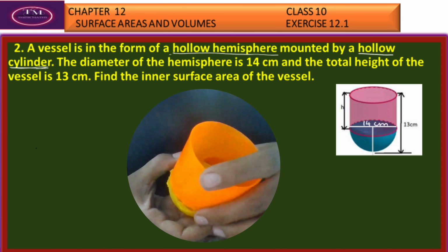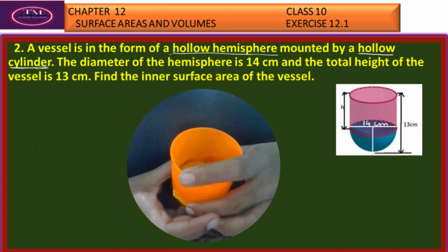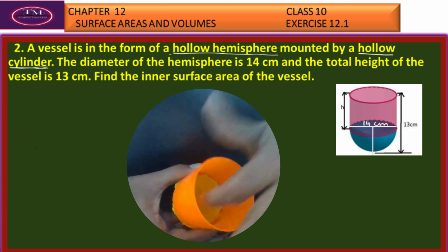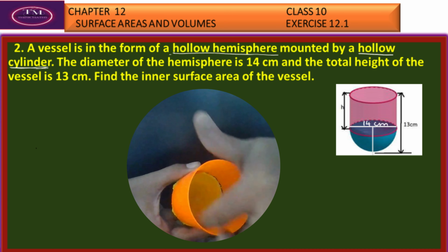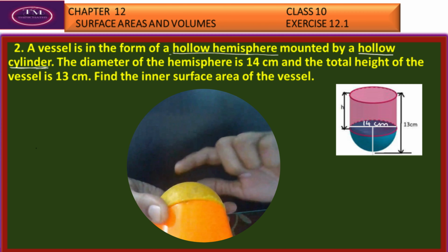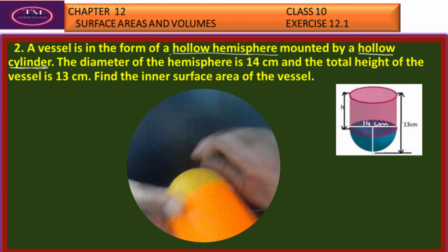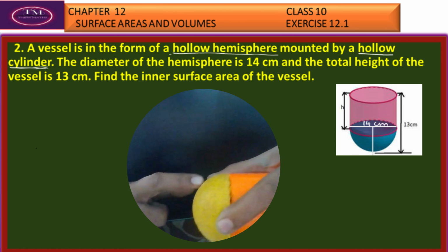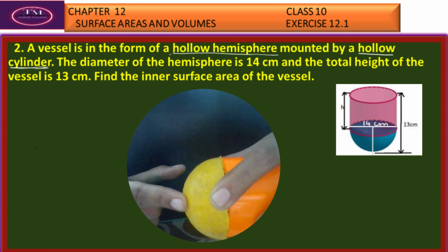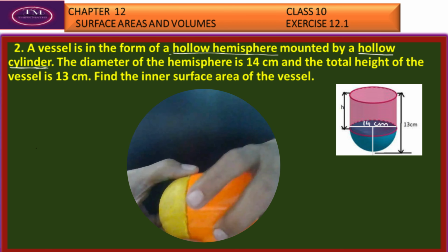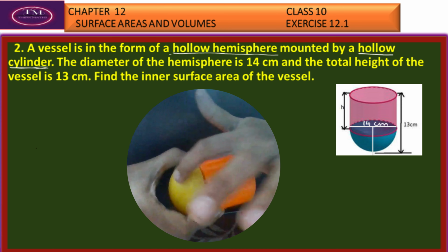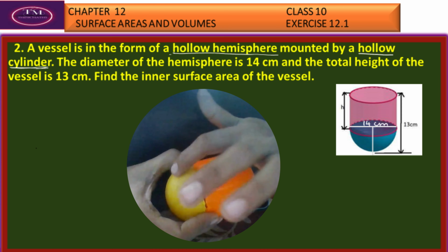Now what are the surface areas included in this? They are asking for the inner surface area. So inner surface area is nothing but the curved surface area of the cylinder and only the curved surface area, plus the curved surface area of the hemisphere. So we have to add the curved surface area of the cylinder plus curved surface area of the hemisphere.